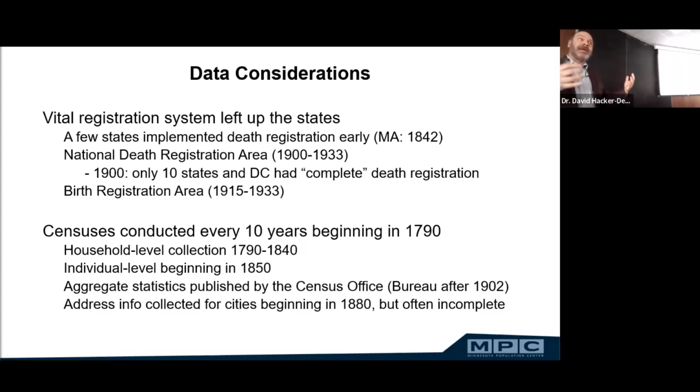And from the very beginning, although they only needed for the Constitution to know the number of free and not free individuals, slaves, they collected more. They wanted to know more. And every year added a little bit more information. Household level collection from 1790 to 1840. But there's a real marked change in 1850 for us.